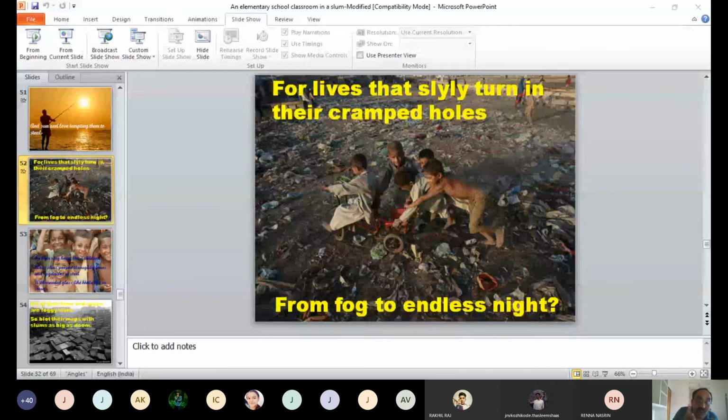From fog to endless night. Understand this sentence. When do you find fog? Fog we normally find in the morning. Here, fog means the morning or the beginning of their life. Endless night means never-ending misery. That means endless misery from morning till night, or from the beginning of their life to the end of their life. We can give the interpretation that way also. So from fog to endless night means from morning to evening, or from the beginning of their life to the end, without having any end.